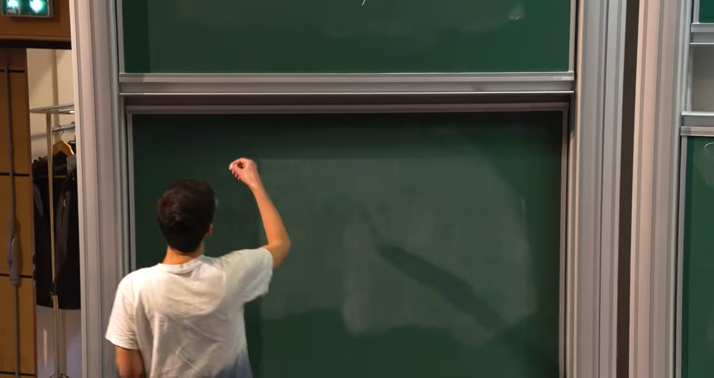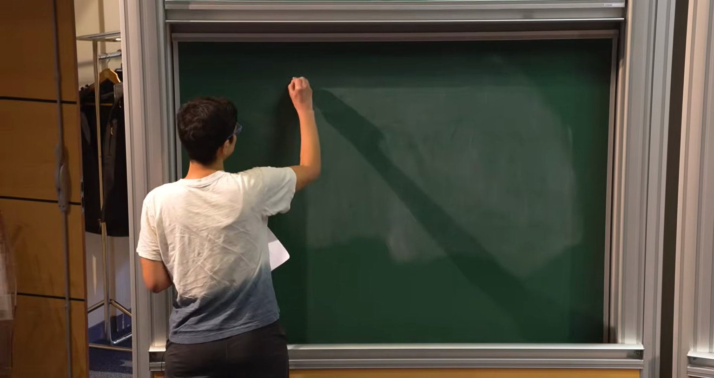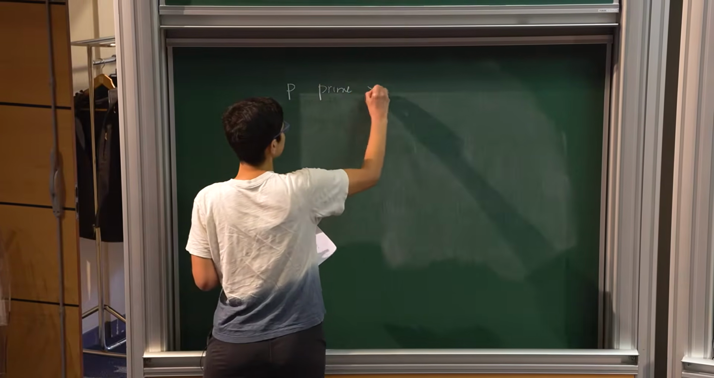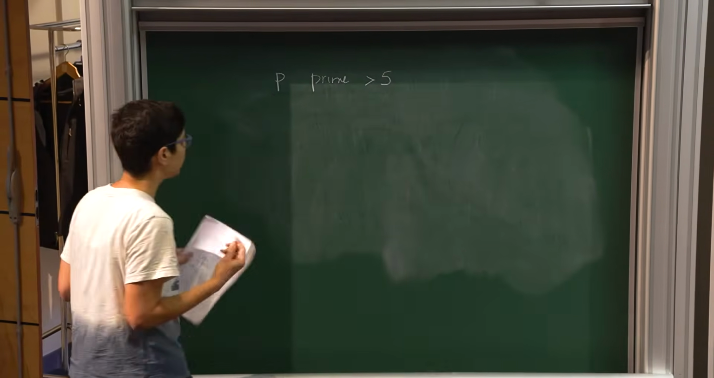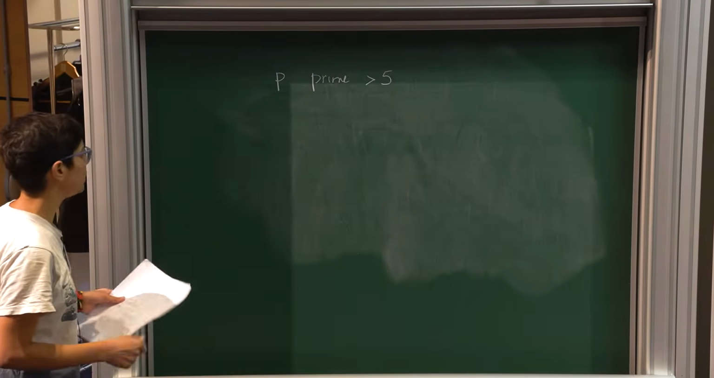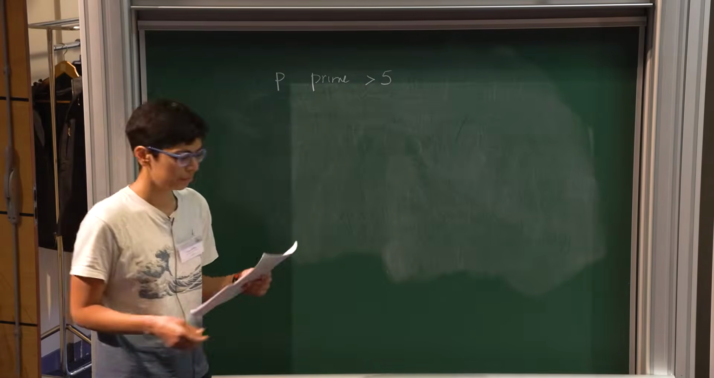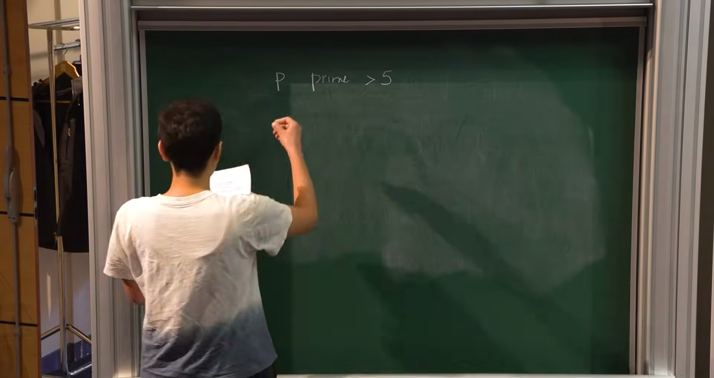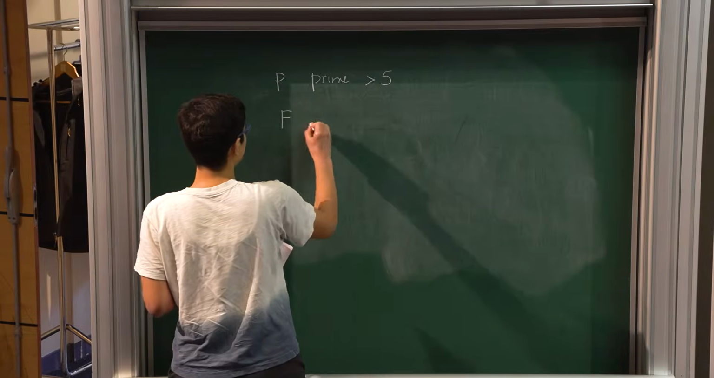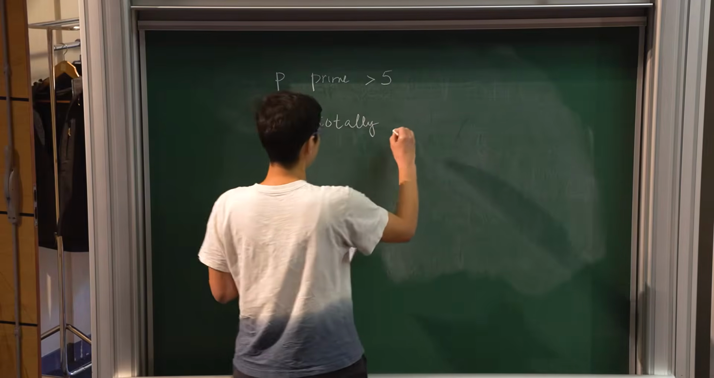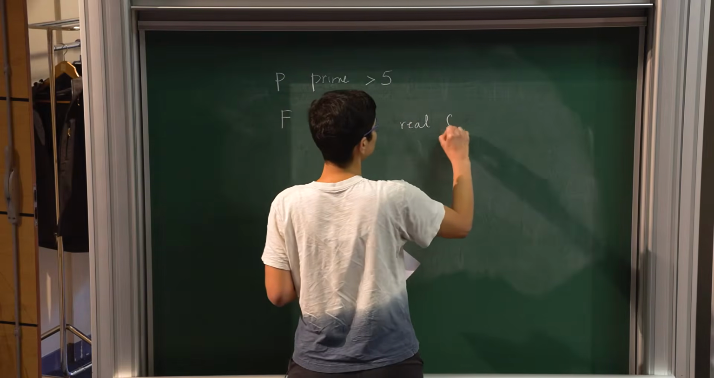Okay, so let me set up some notation. P will be a prime bigger than 5. Some of what I say can be done for P equals 5, but to go lower than that, you really have to change the tactic a little bit. Okay. F will be a totally real finite extension of Q.